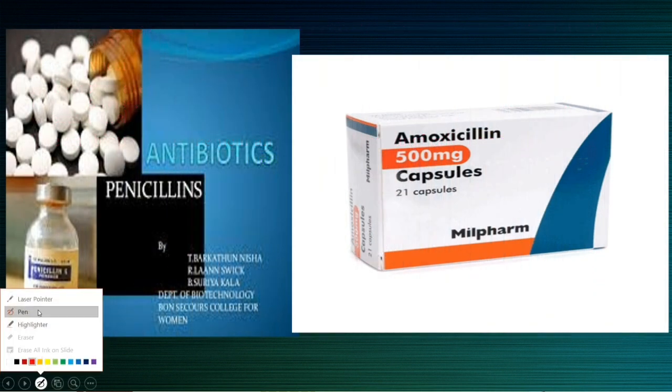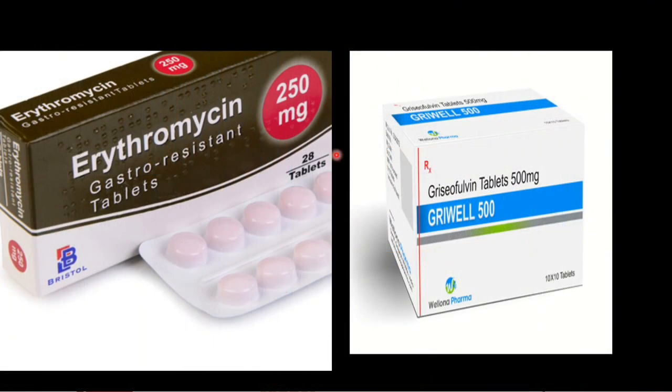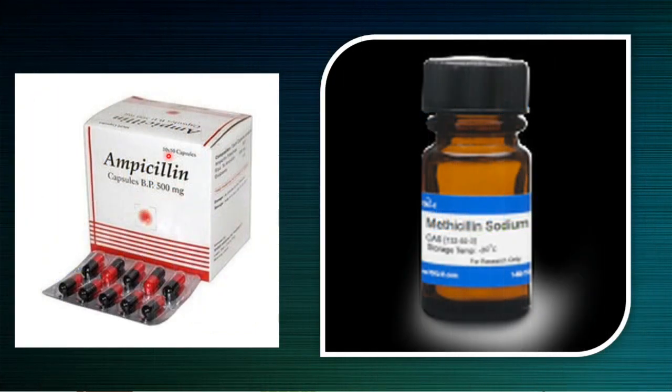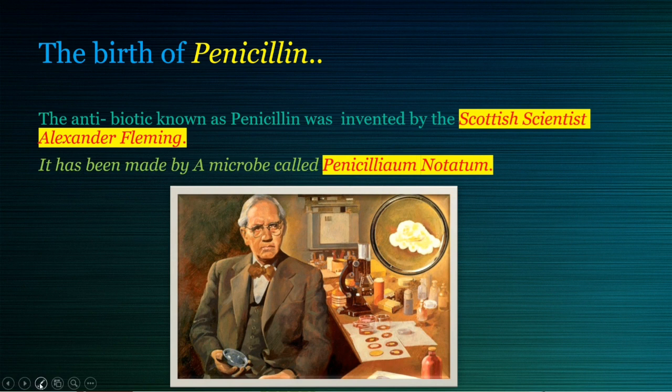And when talking about antibiotics, this is the first one that we discussed, penicillin. We said that it is made by a fungus called Penicillium. So this is penicillin, this is amoxicillin, this is erythromycin, and this is griseofulvin. This is ampicillin, and this is methicillin. So this is oxacillin. Oxacillin is used as injections too, as antibiotics as well.